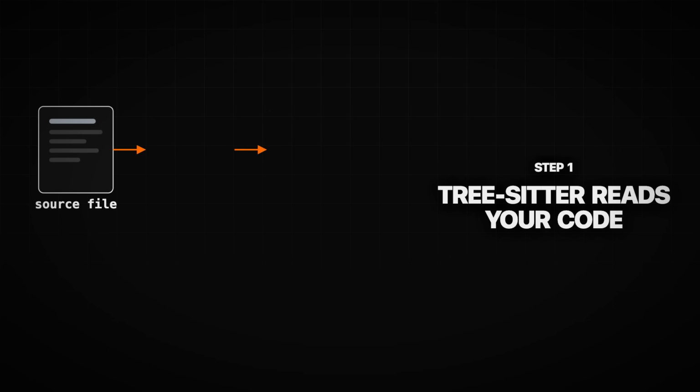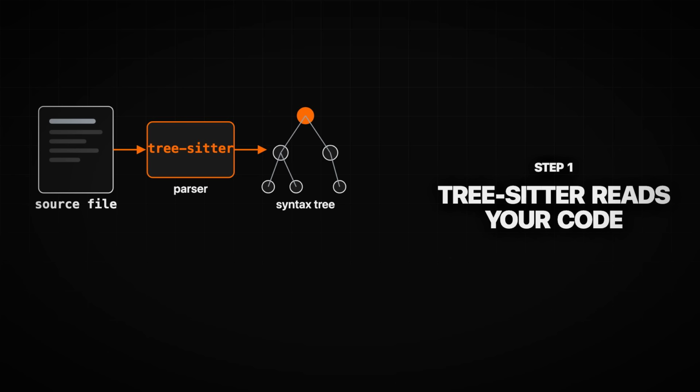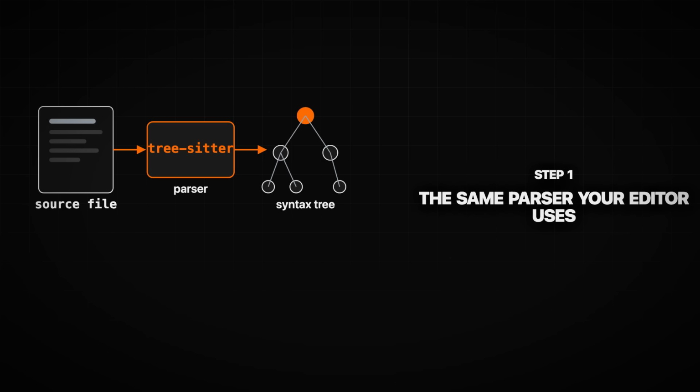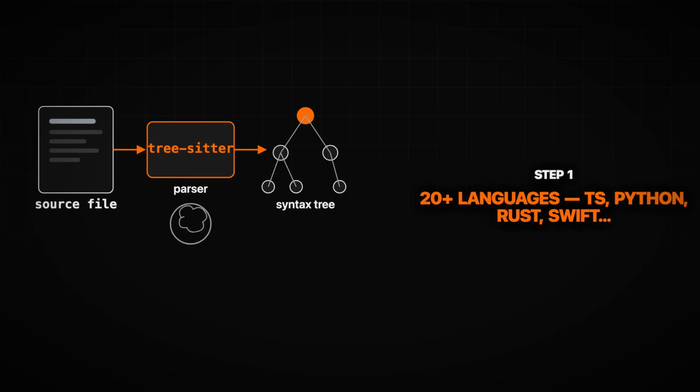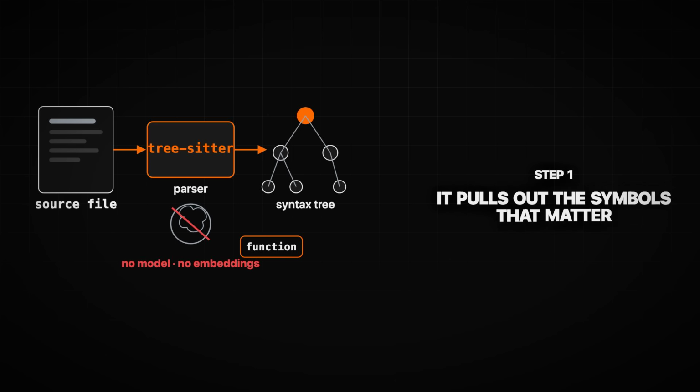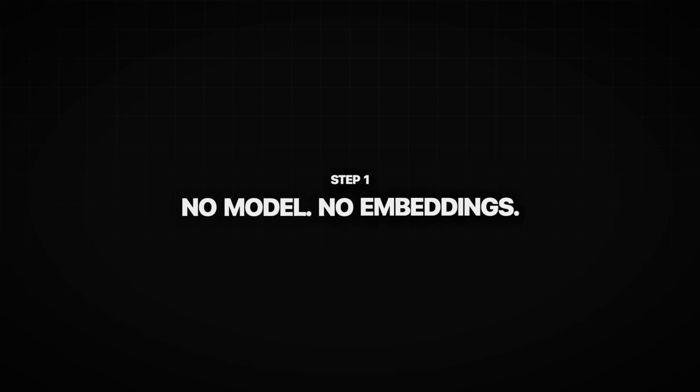Step 1. Parsing. CodeGraph runs tree sitter over your code, the same parser your editor uses for syntax highlighting, across more than 20 languages. TypeScript to Rust to Swift. Tree sitter turns each file into a syntax tree. CodeGraph walks that tree and pulls out the symbols that matter. Every function, class, method, type, and import. No model, no embeddings, just a parser reading structure.